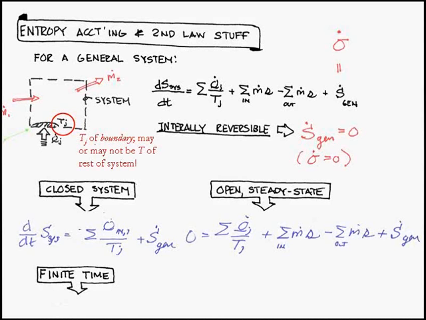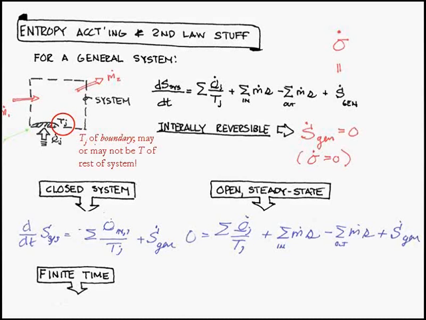Do not confuse dS/dt of the system with S dot gen. Beginner mistake. dS/dt can be zero, bigger than zero, less than zero. No restrictions on what dS/dt of your system is. S dot gen can be greater than or equal to zero. dS/dt can be anything.